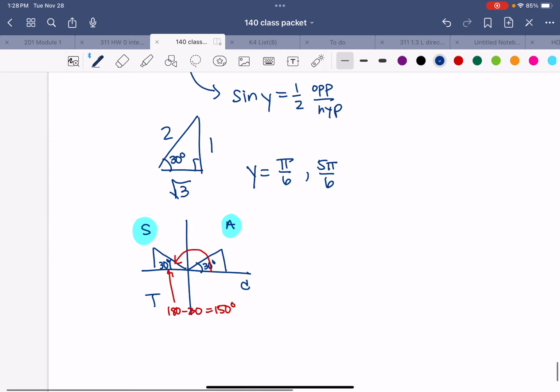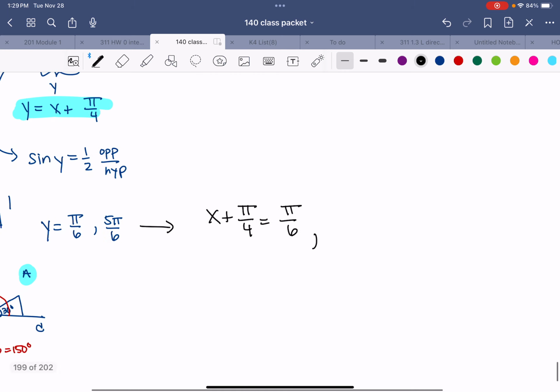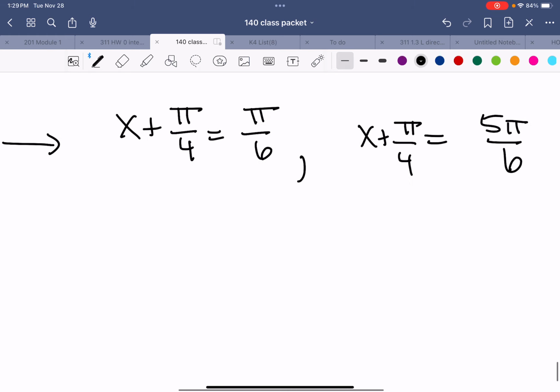Now I want to go back, and my y is equal to x plus pi over 4. So I'm going to plug that in. So from here, I'm going to have x plus pi over 4 equals pi over 6, and x plus pi over 4 equals 5 pi over 6. And then I'm going to solve each one of these. Okay, so all I'm going to do is subtract pi over 4 from both sides.